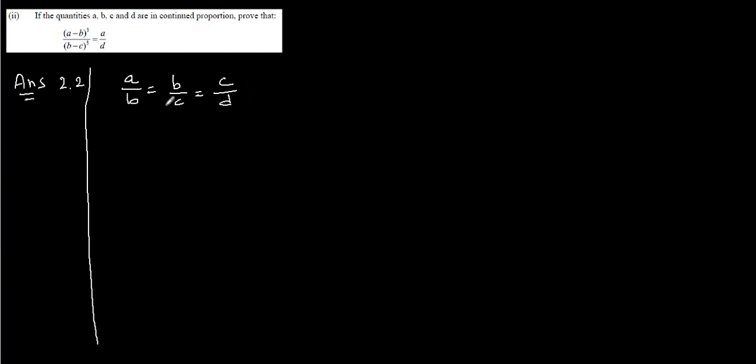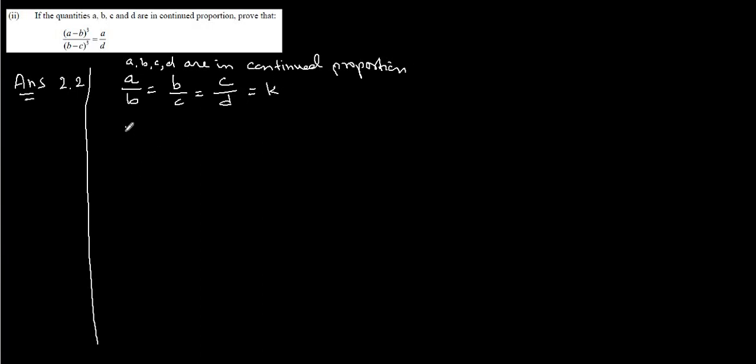This is the meaning of continued proportion. So A, B, C, D are in continued proportion. So if you want to start, you can start like this: A, comma, B, comma, C, comma, D are in continued proportion. Okay, and this will be equal to what?